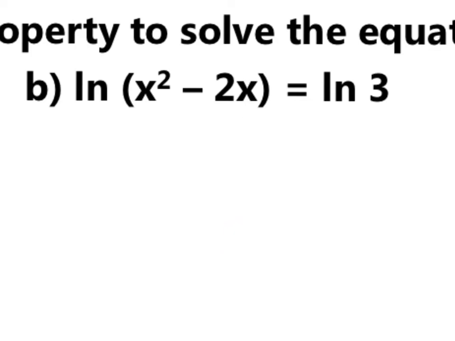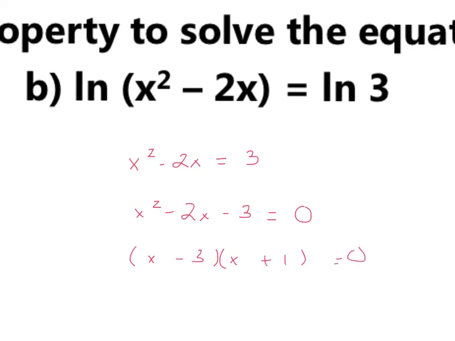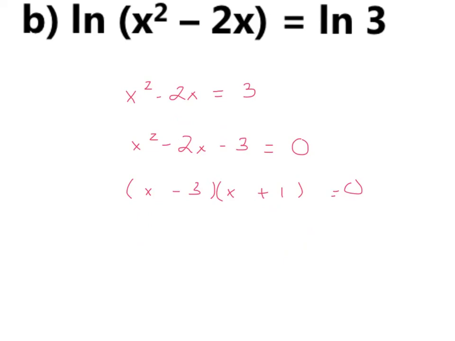Here's example B. So here we have x squared minus 2x is equal to 3. Bring the 3 over and see if it's factorable. Now I want to start factoring. Here I get x times x. I have to have -3 plus 1. So my solutions are x equals 3, x equals -1. Do I stop there?